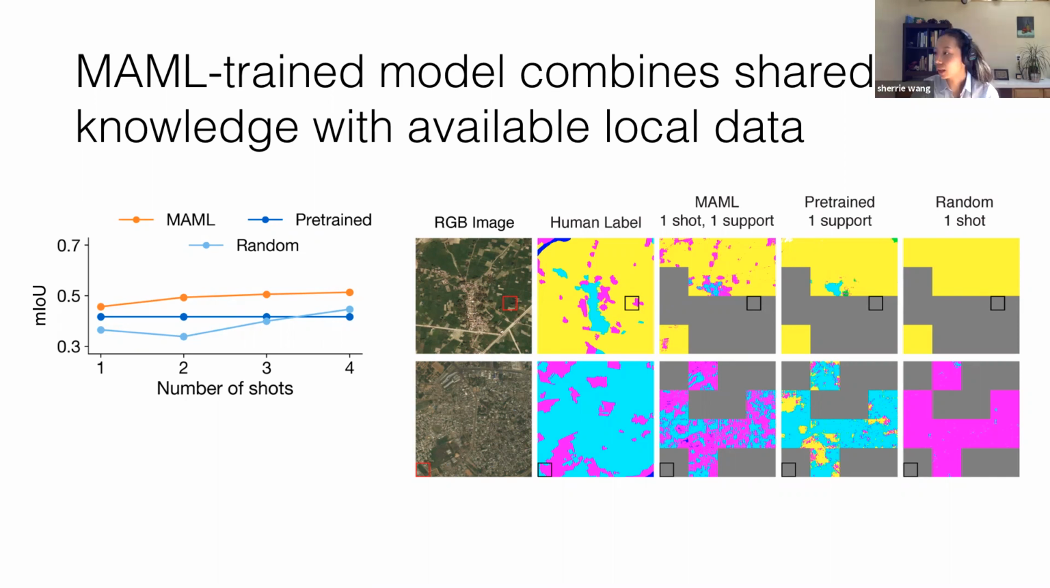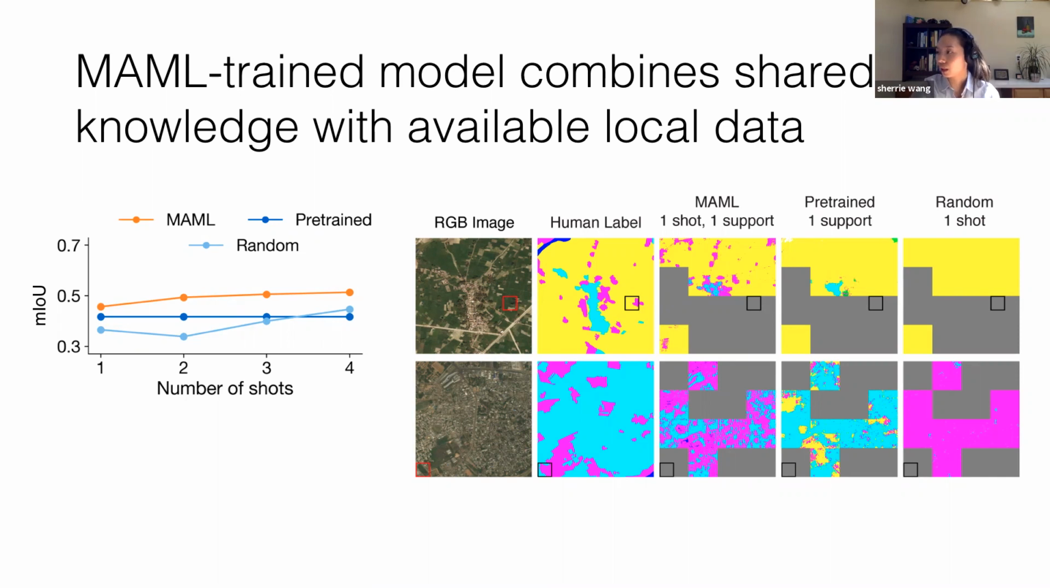You can see that the MAML model, if it sees a patch of the image, is able to combine what it knows previously from seeing the rest of the dataset with what it sees in that very small patch. There is no cyan class, which in this case is urban area, in the patch that the model sees, but MAML is still able to predict urban area because it's seen it before during training time.